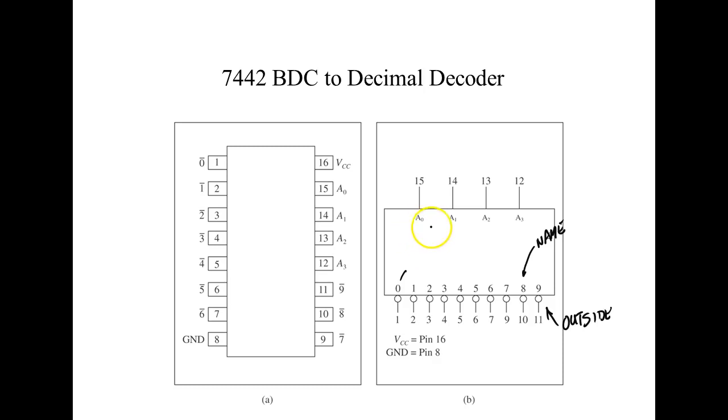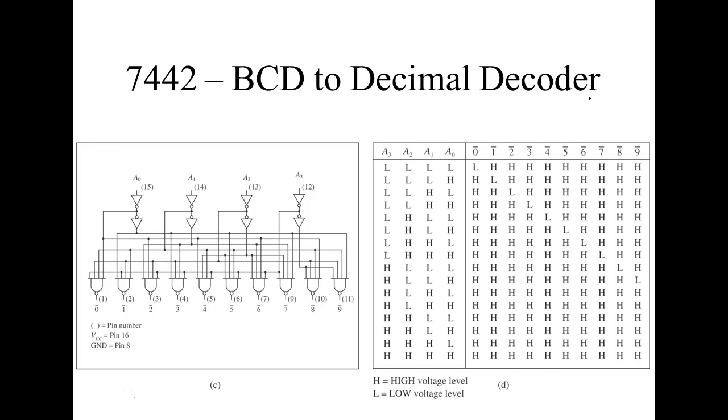We got inputs called A0, A1, A2, A3. So I can put 16 combinations on this, but we've only got 10 outputs, 0 through 9. So here's the truth table. So all lows, which output went low? That would be a 0. The 0 output went low.